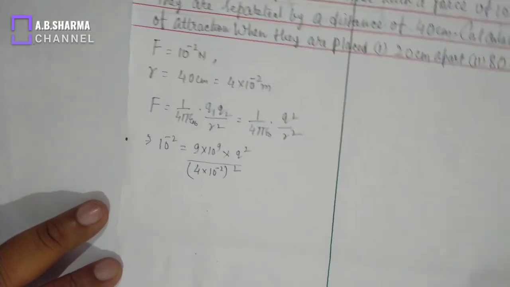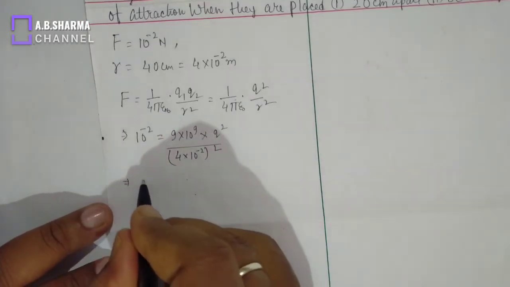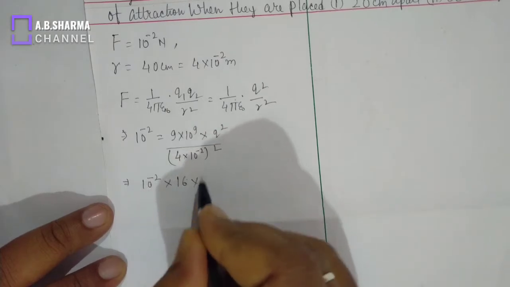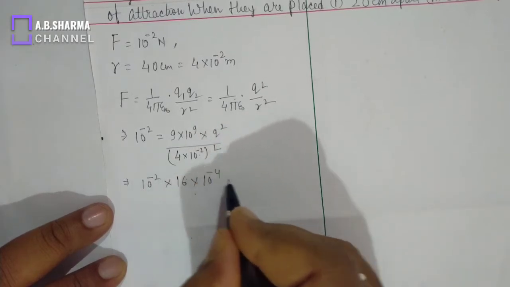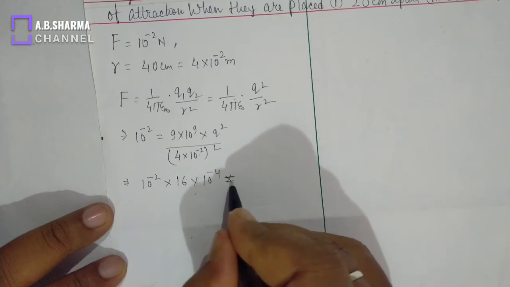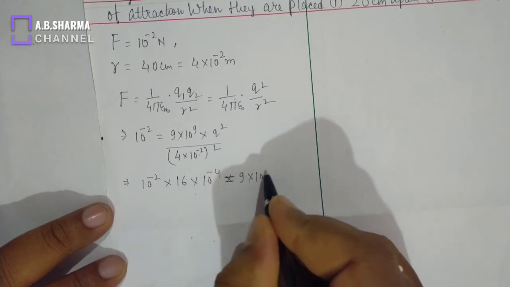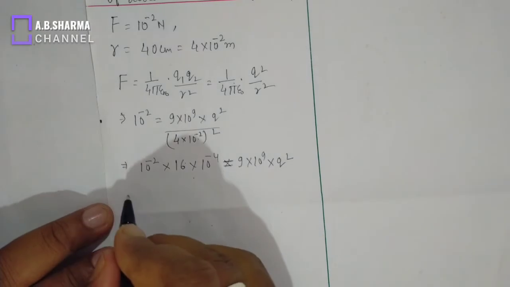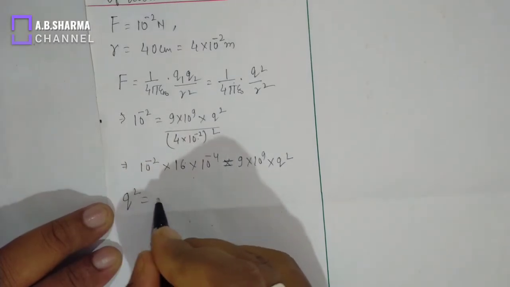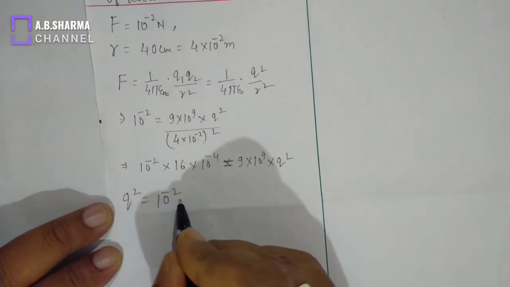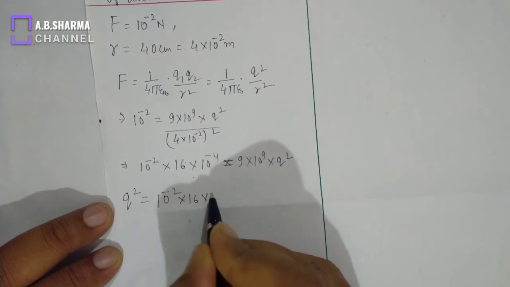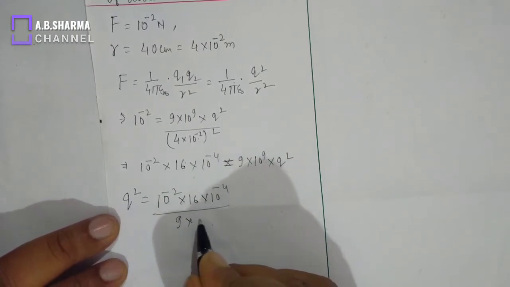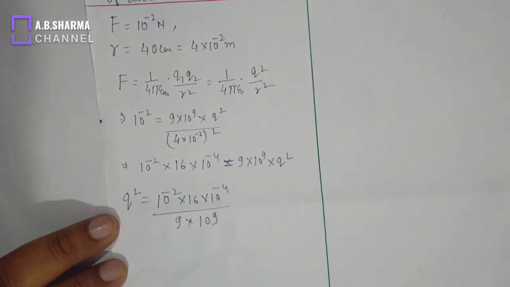So this becomes 10 to the power minus 2 multiplied by this 4 4 16, and this is 10 to the power minus 4. And in the right hand side, 9 into 10 to the power 9 into Q square. So first we have to find Q square. The value of Q square will be 10 to the power minus 2 into 16 into 10 to the power minus 4 divided by 9 into 10 to the power 9.